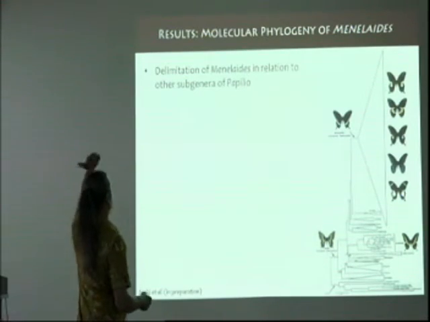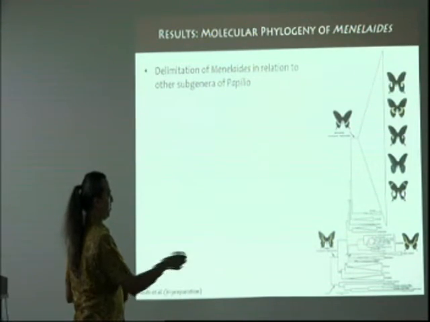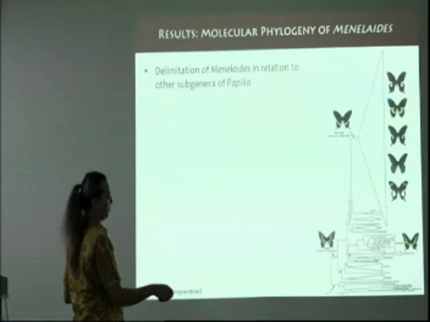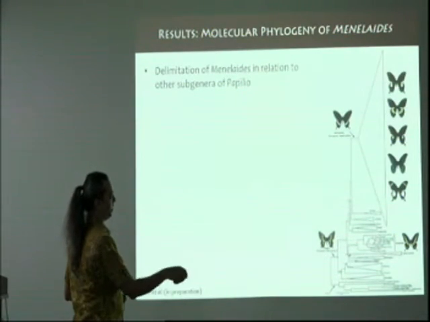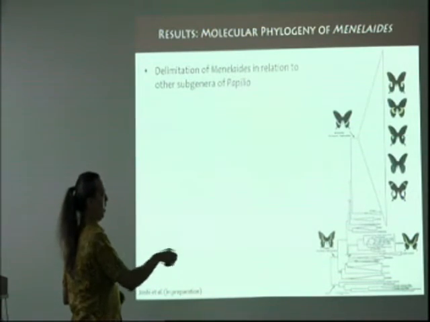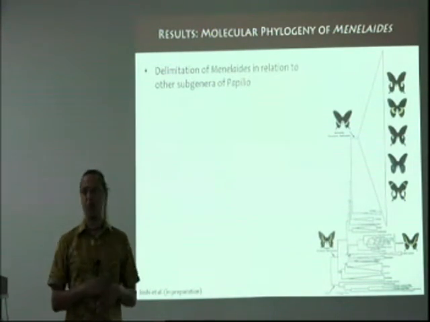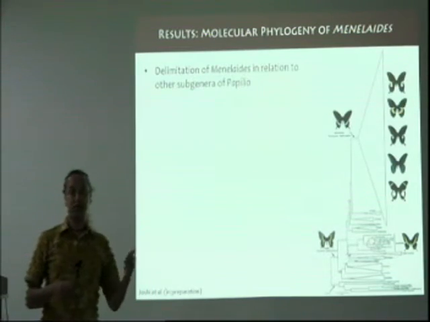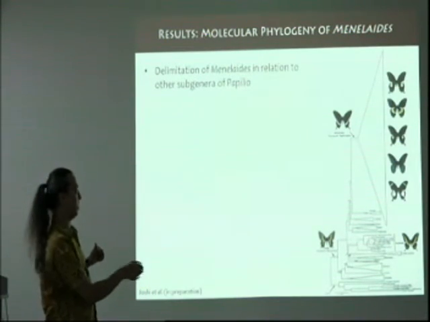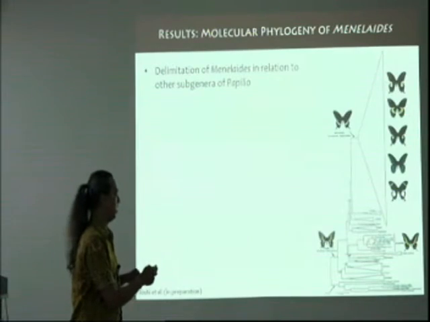So this is what we did. This is the entire biology of nucleus. And these are different subgenera. And Menelaus is what we're looking at here. And Papilionoid is the common form of Putumel. It's very common here. It's the type species of that. So defining that was cool.